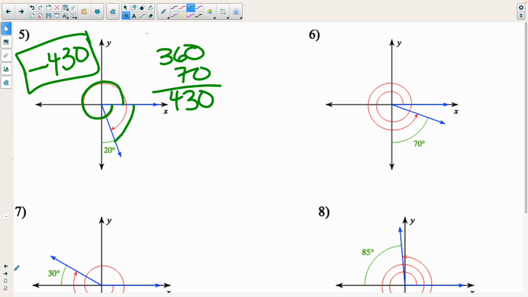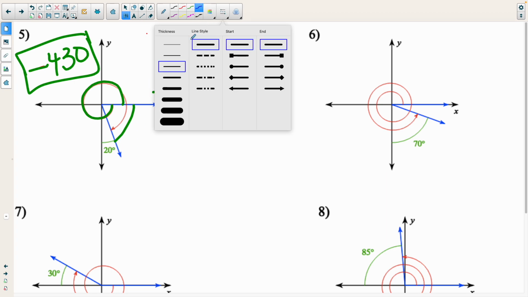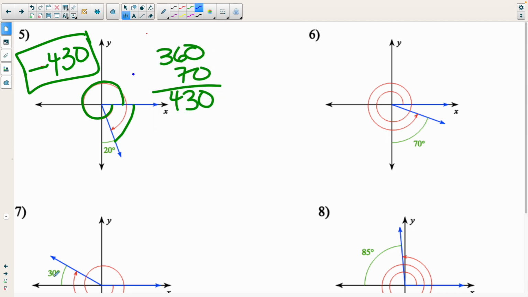See if you can do the next few, and I'll catch up. And you can check your work along the way, or ask me if you get stuck. So start at the starting point. I'm going to go around in full rotations.